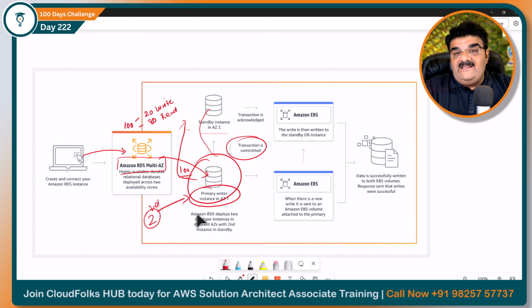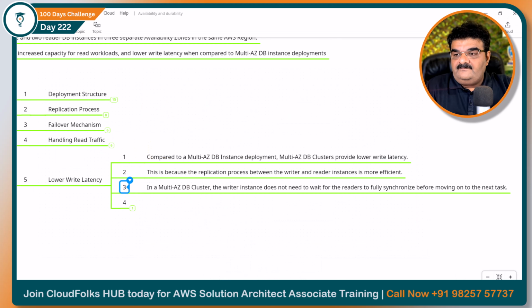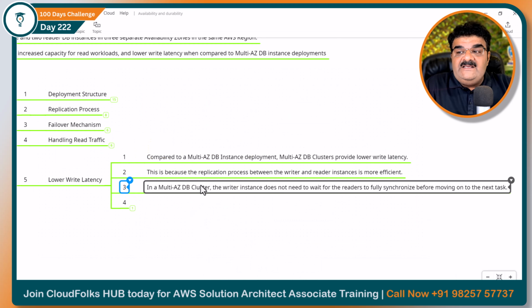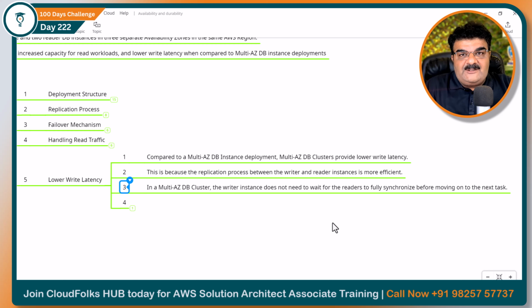In case of multi-AZ DB cluster, the write instance does not need to wait for the reader to fully synchronize before moving to the next task. It will handle the first task, then it will send this to replicate to the reader nodes, then it is going to handle the second. It is not waiting for commits from the readers, right? So here we are not actually getting confirmation. We are just directly handling this request. Means the writer instance will handle this request.